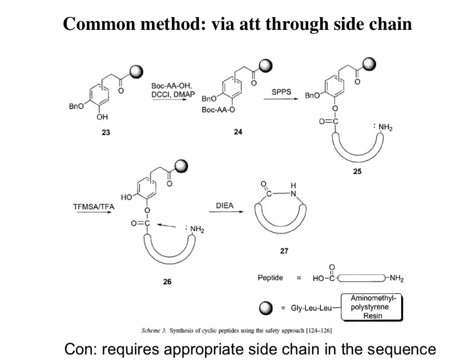Another method, attaching through the side chain, is shown here. Again, here's your resin, you're growing your polypeptide chain. Here's your polypeptide, and now you're going to do intramolecular cyclization in the presence of this group, and then once it cyclizes, you now have a cyclic peptide in this way.